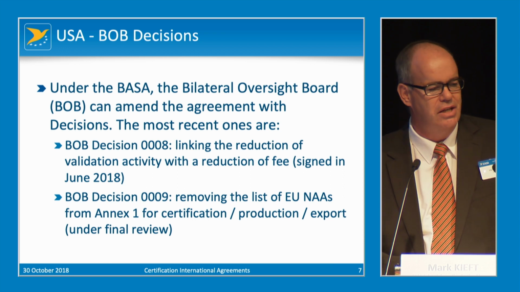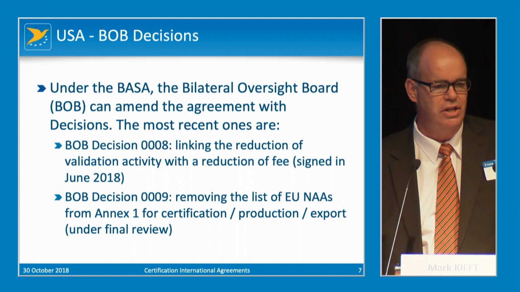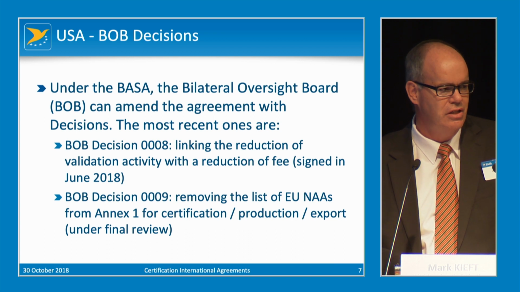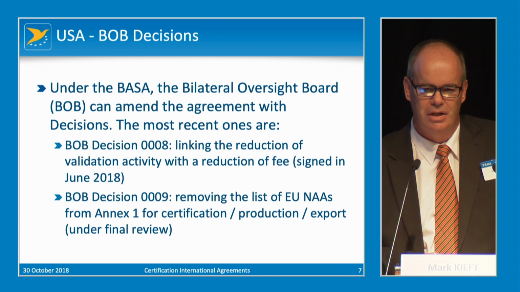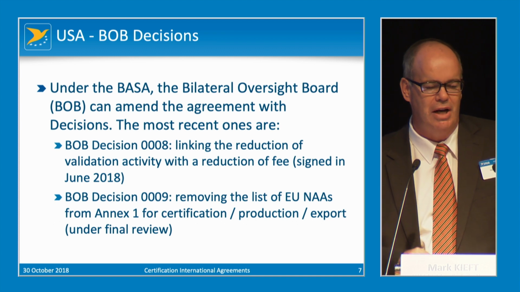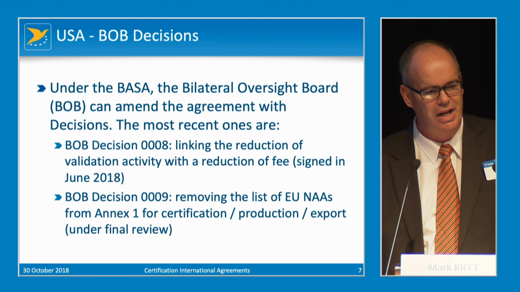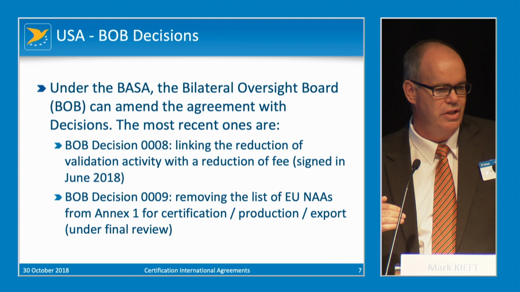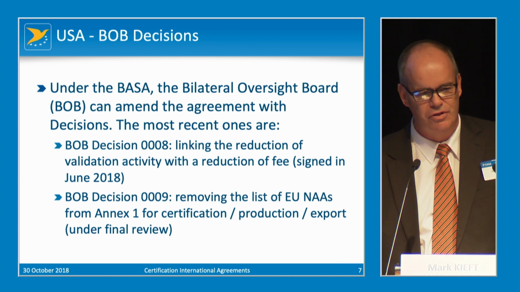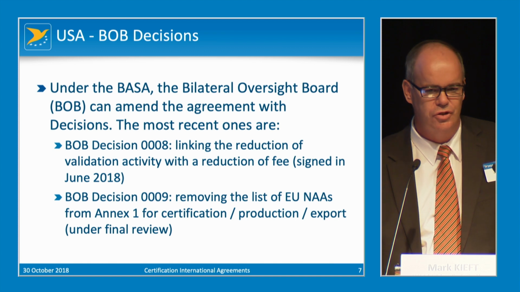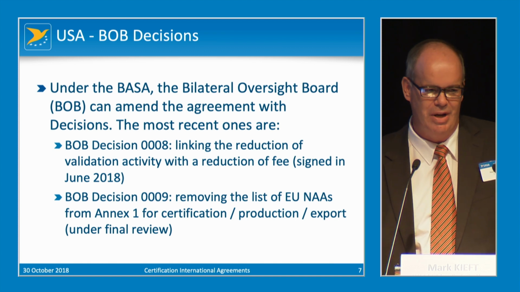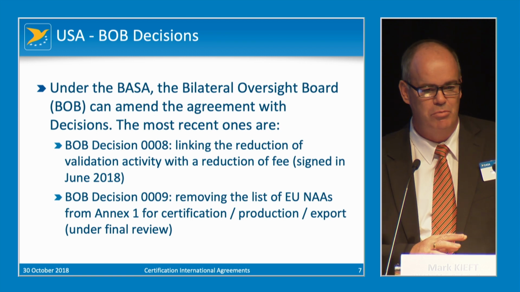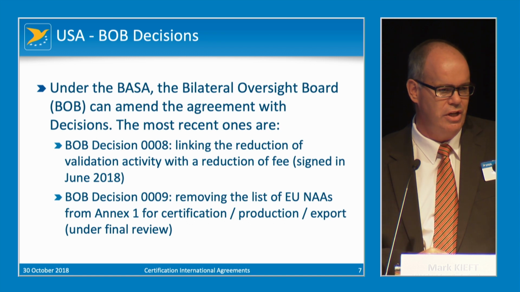BOB Decision 9 is the next decision, which is in the process of being negotiated and finalized at the moment. This is removing the list of EU NAAs from the Annex 1 of the bilateral. So in the US-EU bilateral agreement, today there is a list of all the member states of Europe in the appendix to the annex. This appendix gives certain privileges, if you like, to certain countries. This is not fair. We have a European system. The European system is common across all of Europe. So therefore, the same privileges, the same rights should exist for all EU countries.